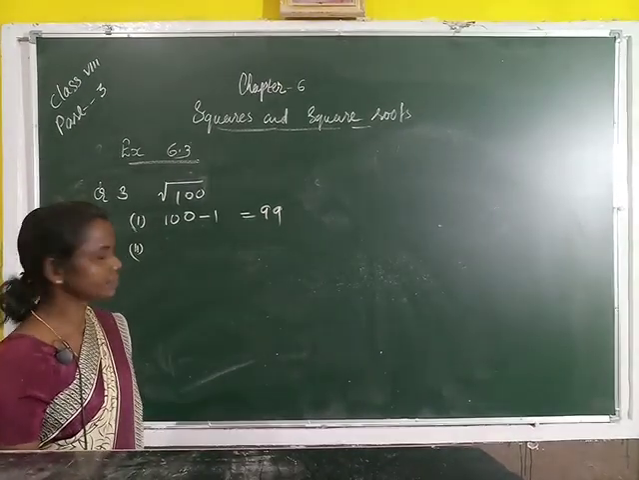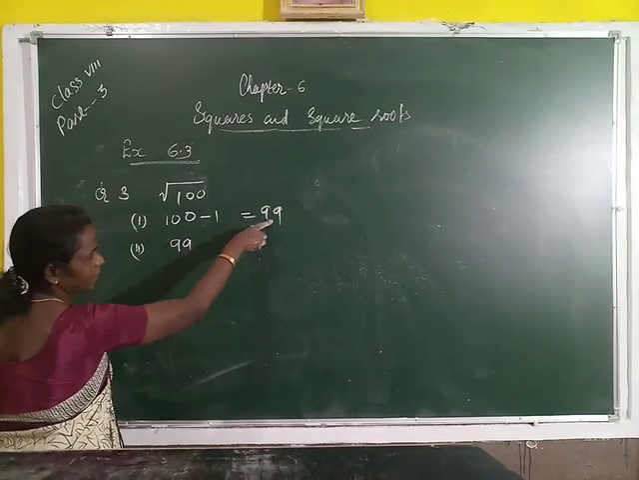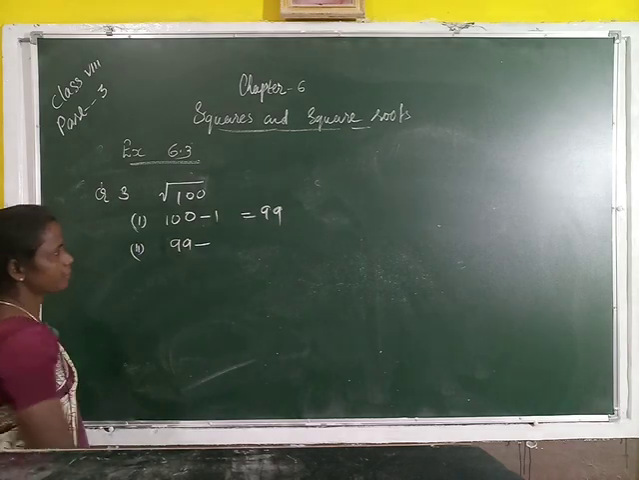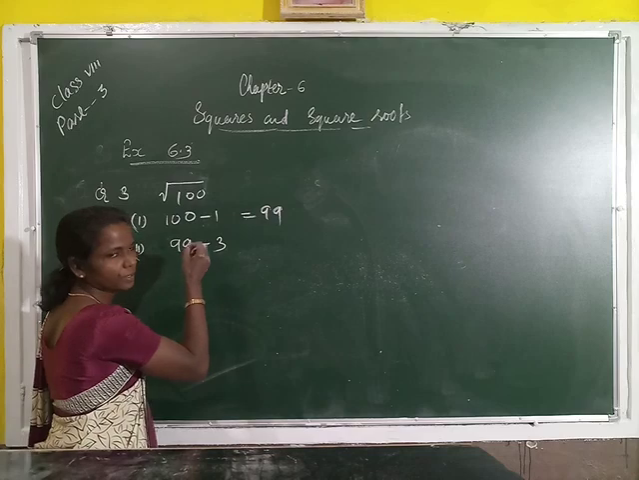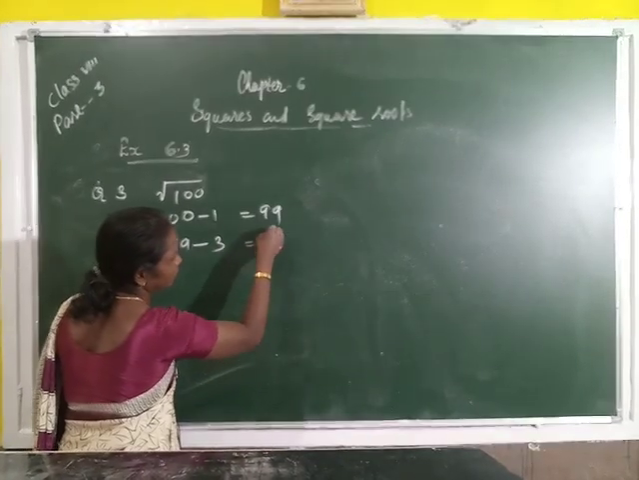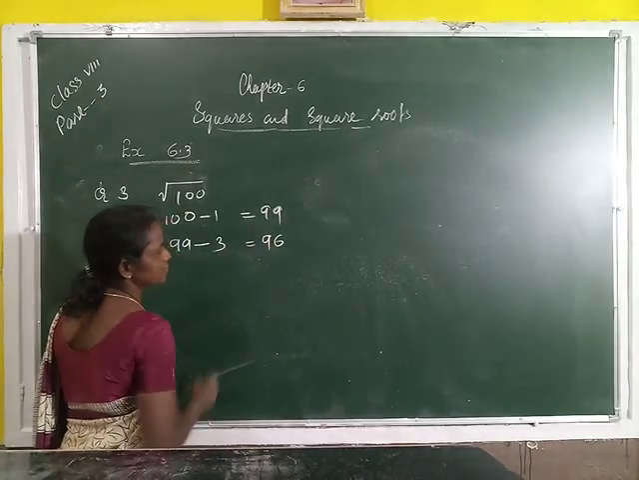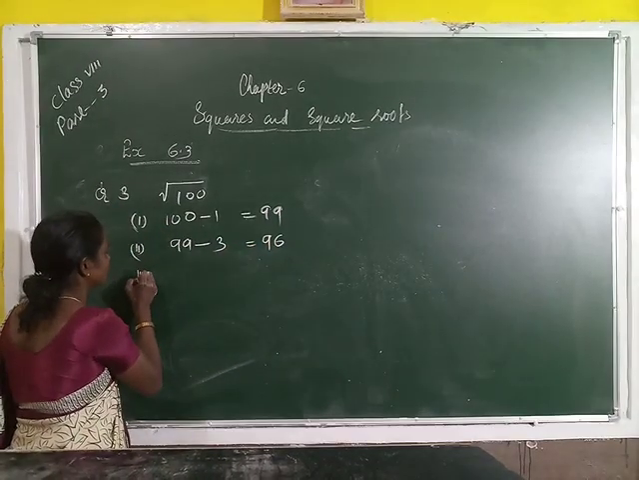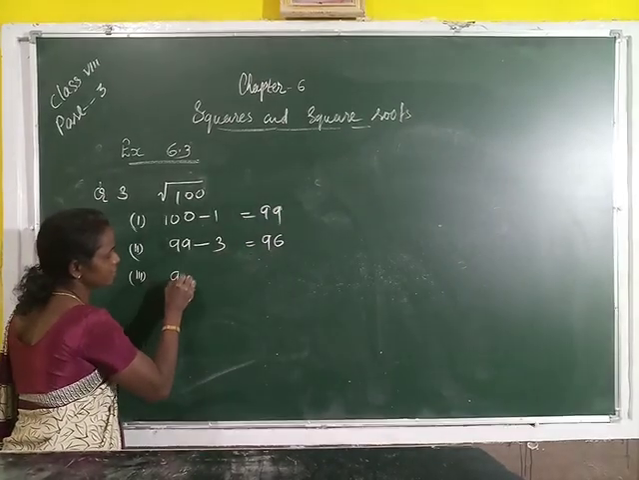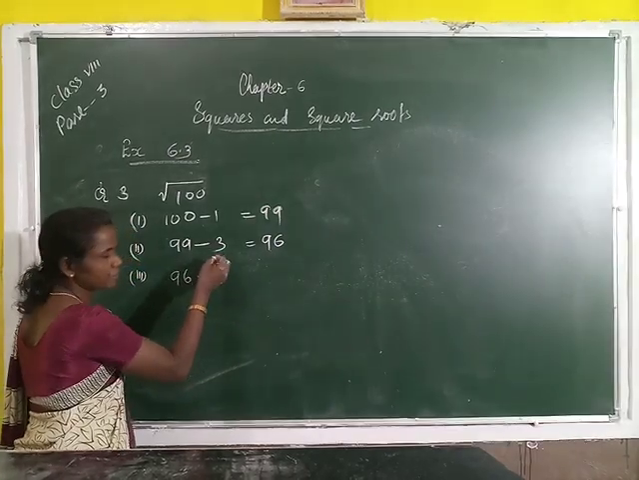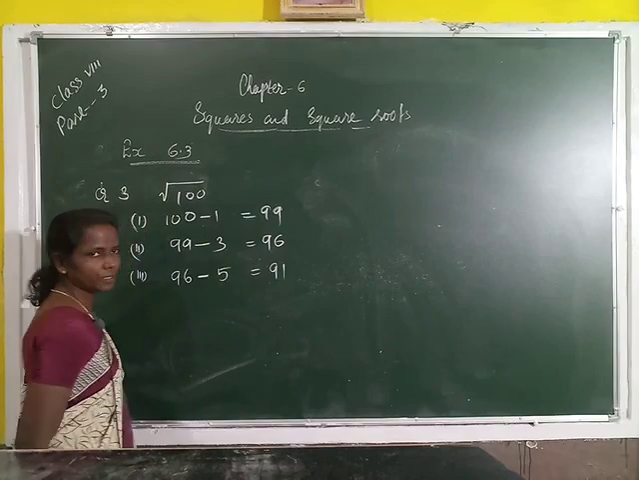Then next, second step: 99 minus the next odd number, 3. Then 99 minus 3 is equal to 96. Then next step, the third step. Then 96 minus which number? The next odd number, 5. Then we get 91.